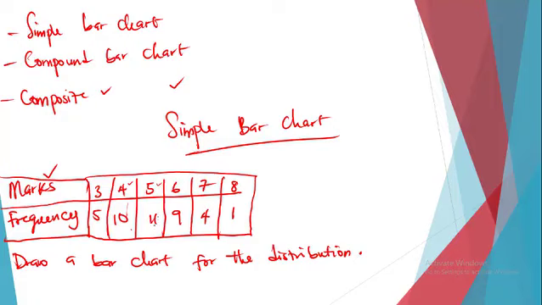Under 5 we have frequency to be 11. Under 6 we have frequency to be 9. Under 7 our frequency is 4. And under 8 our frequency is 1. So let us then present this information on a bar chart.